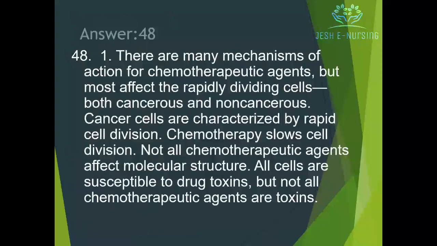There are many mechanisms of action for chemotherapeutic agents, but they affect rapidly dividing cells, both cancerous and non-cancerous. That's the reason it affects non-cancerous cells also, and the reason the patient goes into pancytopenia after chemotherapy. Cancer cells are characterized by rapid cell division. Chemotherapy slows the cell division. Not all chemotherapeutic agents affect molecular structure. All cells are susceptible to drug toxins, but not all chemotherapeutic agents are toxins.